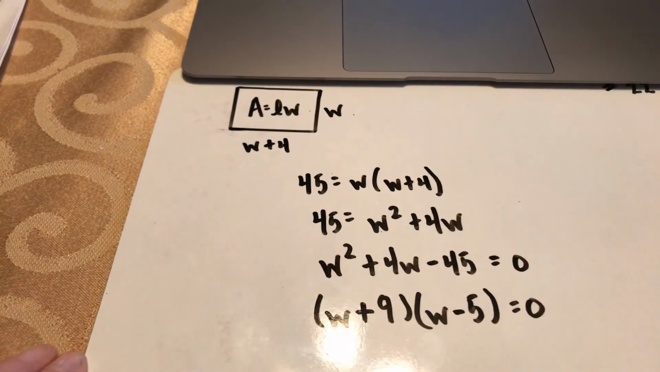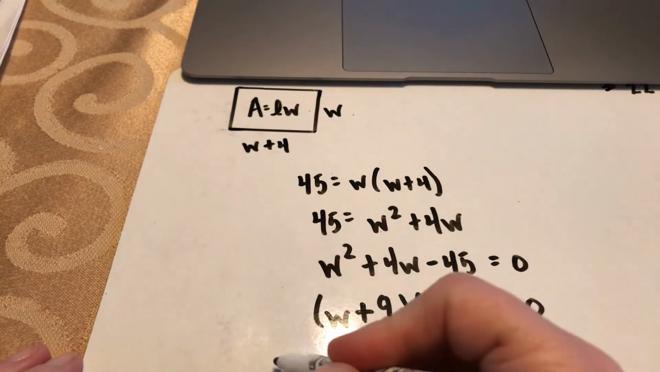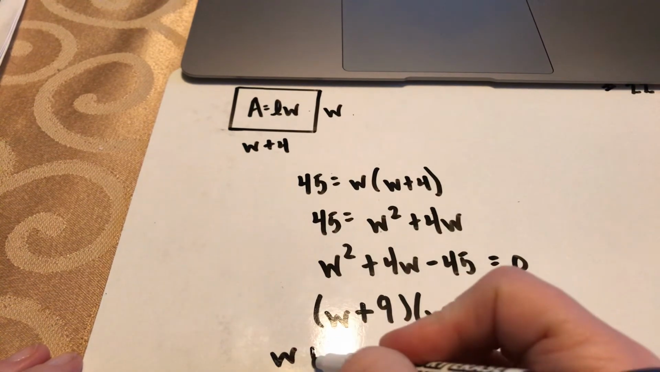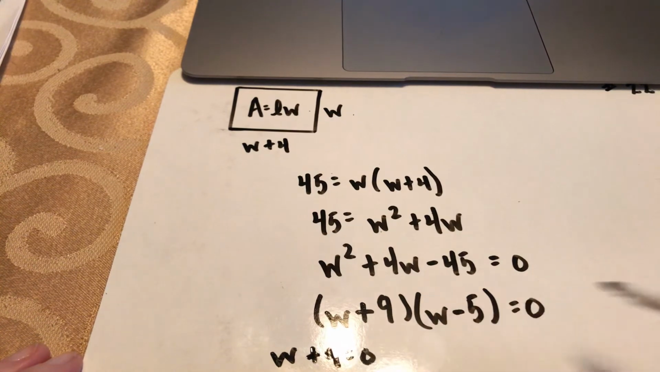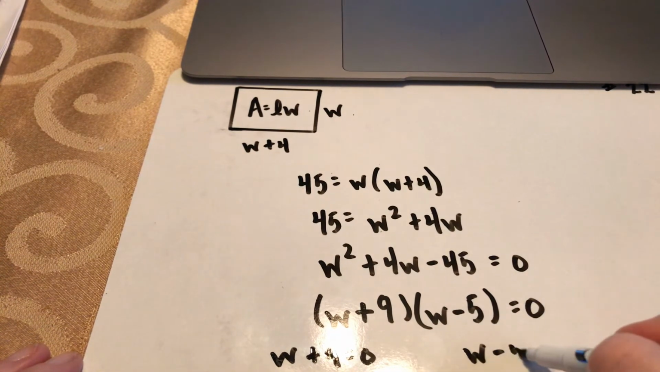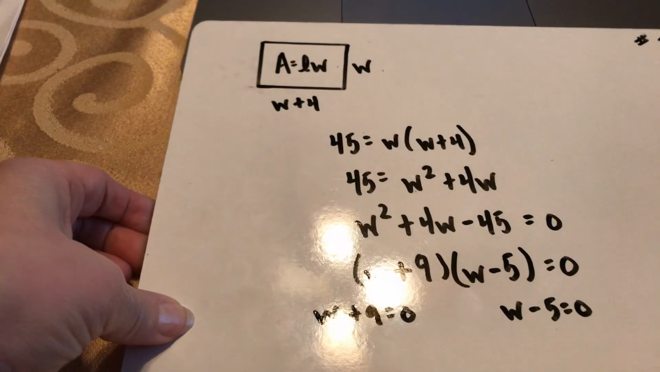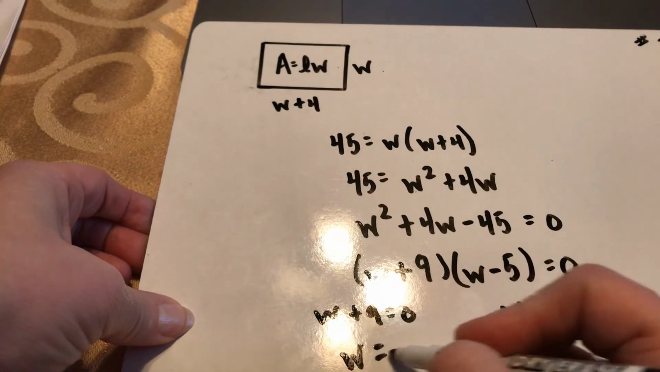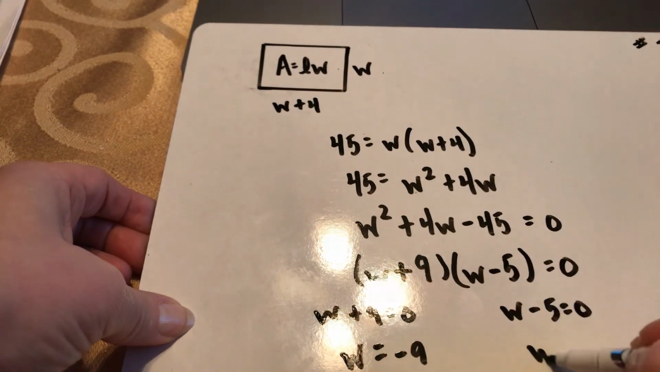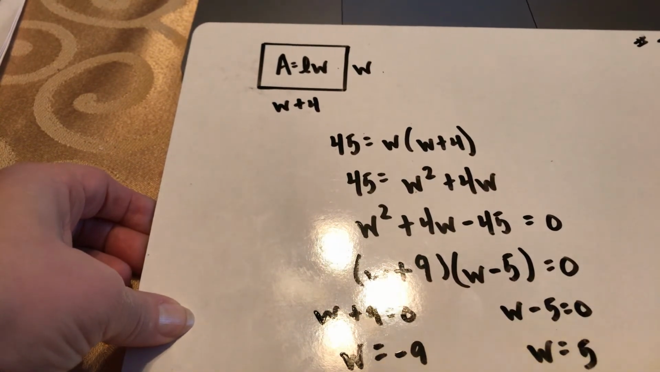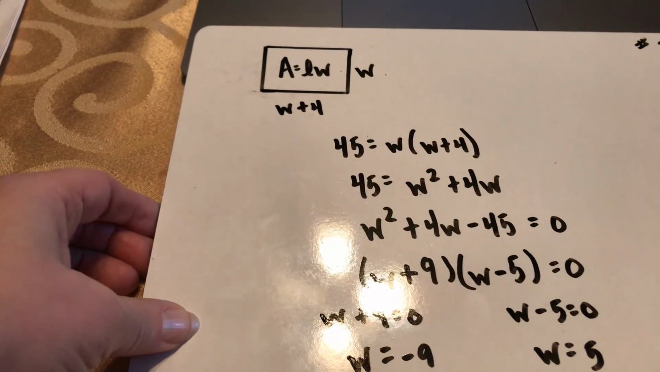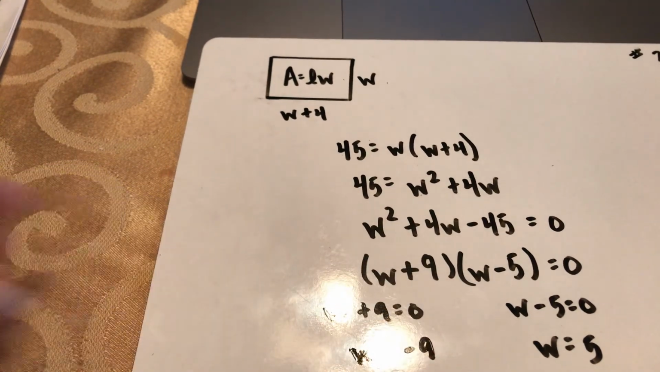Once we have that, then we can go ahead and set each one of these equal to 0. So W plus 9 equals 0. And W minus 5 equals 0. So, solving those two little equations, we would end up with W equals negative 9 and W equals 5 as my possible answers.